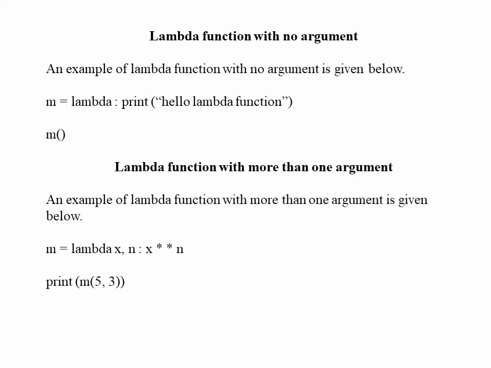Lambda function with more than one argument. This is another example. Here we are giving 2 arguments. This is the body of the lambda function. So it is going to m. What it will print is x to the power n, 5 to the power 3, and the answer will be 125.